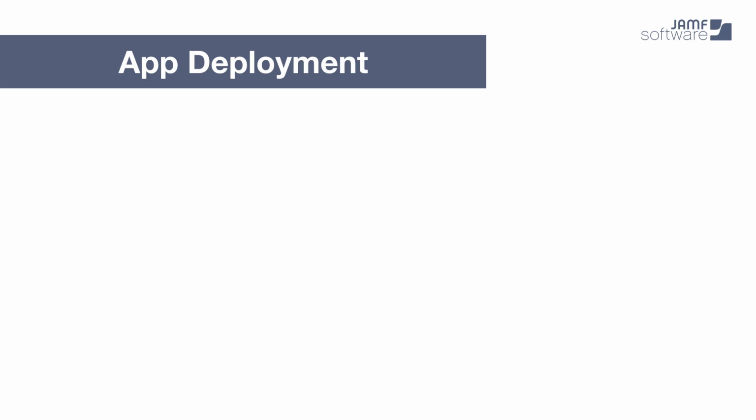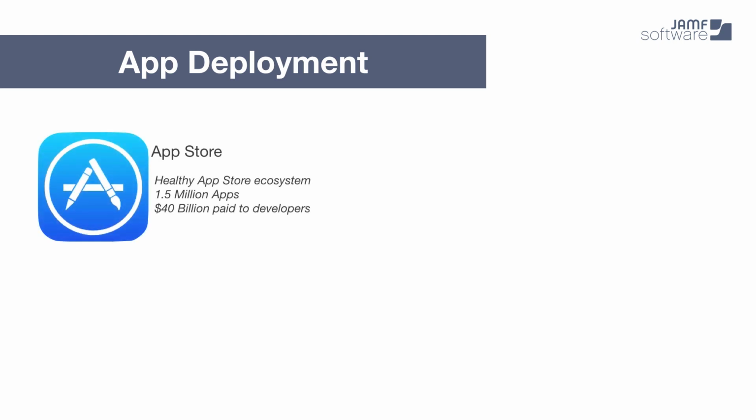Next, app deployment. Out of the box, iOS devices serve as a great communication device. But the device can really help your employees achieve so much more by utilizing the great selection of apps that are out there. The App Store is really amazing. Apple has a really healthy App Store ecosystem with developers contributing over 1.5 million apps, and Apple's paying them really well too. They've paid out $40 billion to developers. It's a really amazing ecosystem.